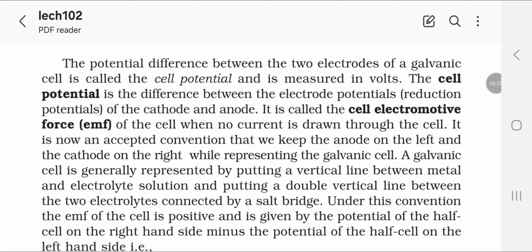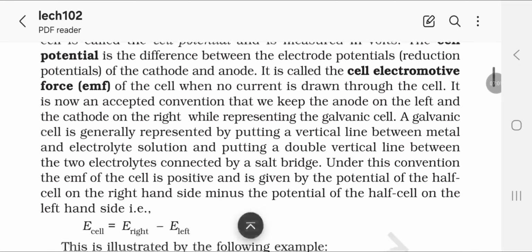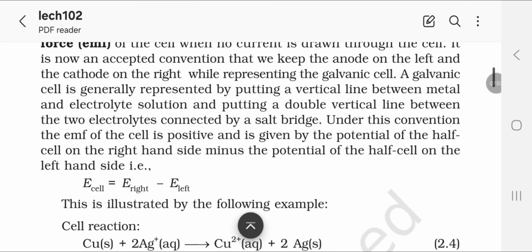It is now an accepted convention that we keep the anode on the left and the cathode on the right while representing the galvanic cell. A galvanic cell is generally represented by putting a vertical line between metal and electrolyte solution and a double vertical line between the two electrolytes connected by a salt bridge. Under this convention, the EMF of the cell is positive and is given by the potential of the half cell on the right-hand side minus the potential of the half cell on the left-hand side, that is, E cell is equal to E right minus E left.